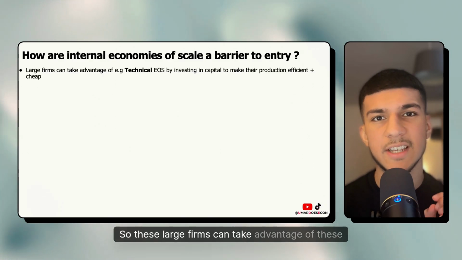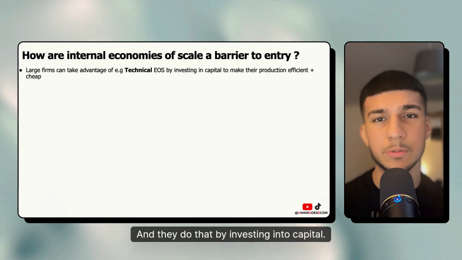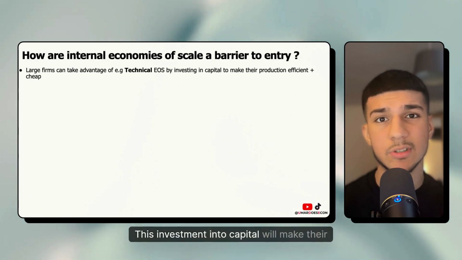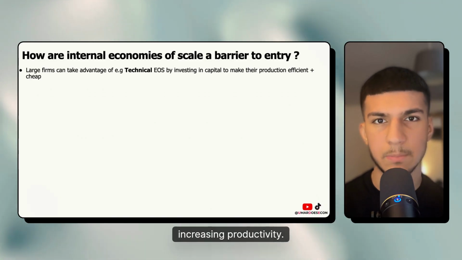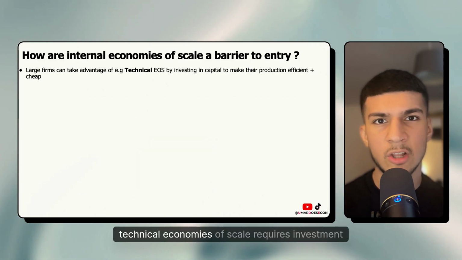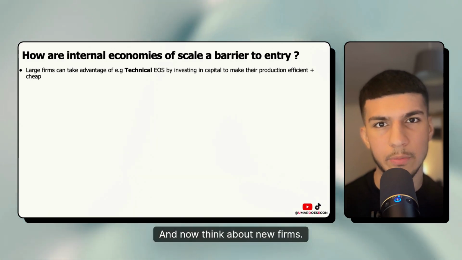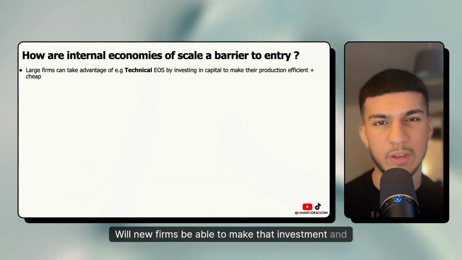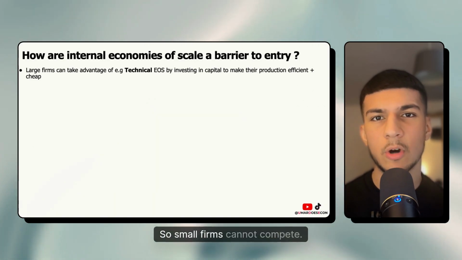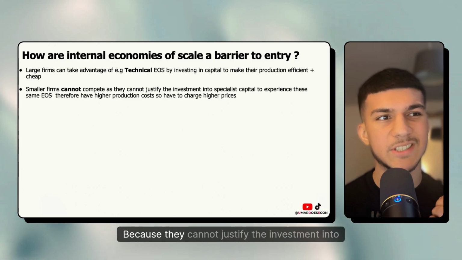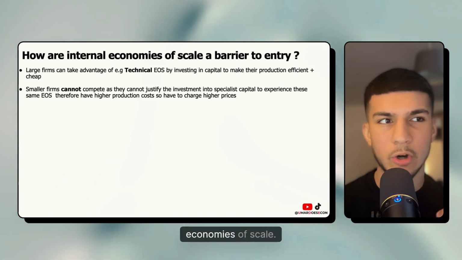These large firms can take advantage of technical economies of scale, and they do that by investing into capital. This investment into capital will make their production more efficient and cheaper, basically increasing productivity. But remember, technical economies of scale requires investment into capital. And now think about new firms. Will new firms be able to make that magnitude of investment into capital? No. So small firms cannot compete. Why? Because they cannot justify the investment into specialist capital to experience those same economies of scale.